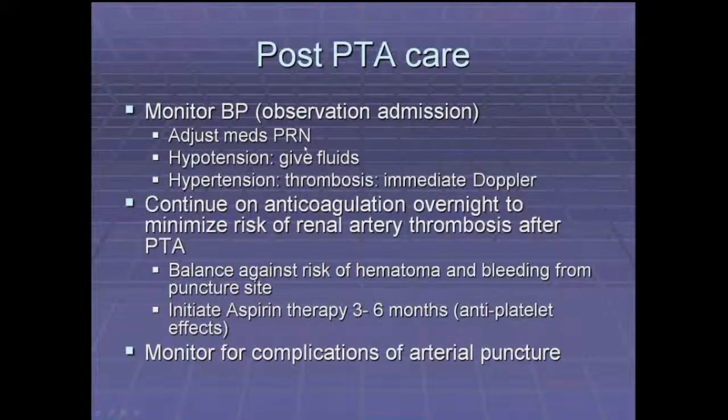So if they become hypotensive, give them fluids. If they become excessively hypertensive, I'm really concerned about thrombosis, and therefore I get an immediate Doppler, right? I'll continue them on some anticoagulation overnight on a heparin drip to minimize the risk of renal artery thrombosis following my TPA. This is balanced against the risk of a hematoma or other bleeding issues at the puncture site, obviously. And then I'll typically initiate aspirin for about 3 to 6 months. And then, we'll obviously monitor for complications of arterial puncture.